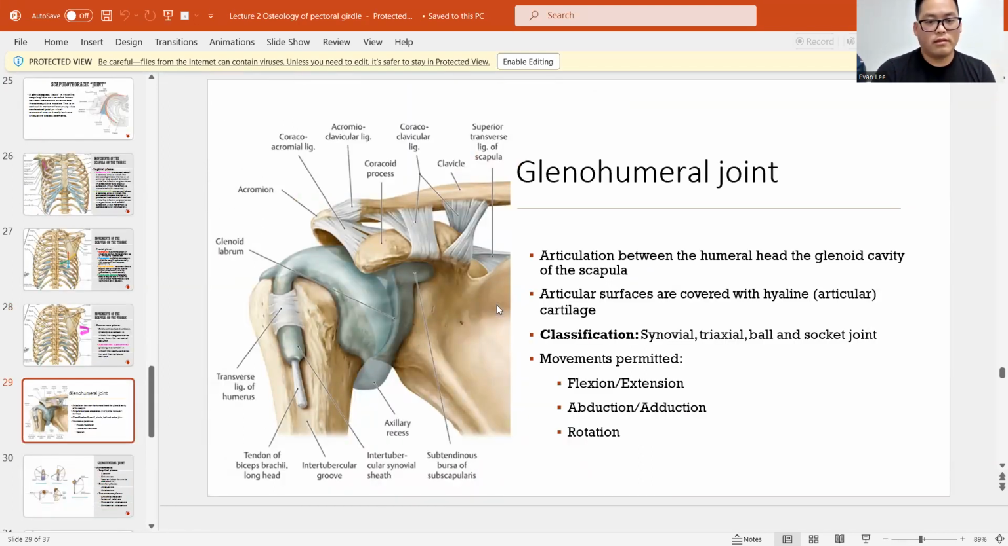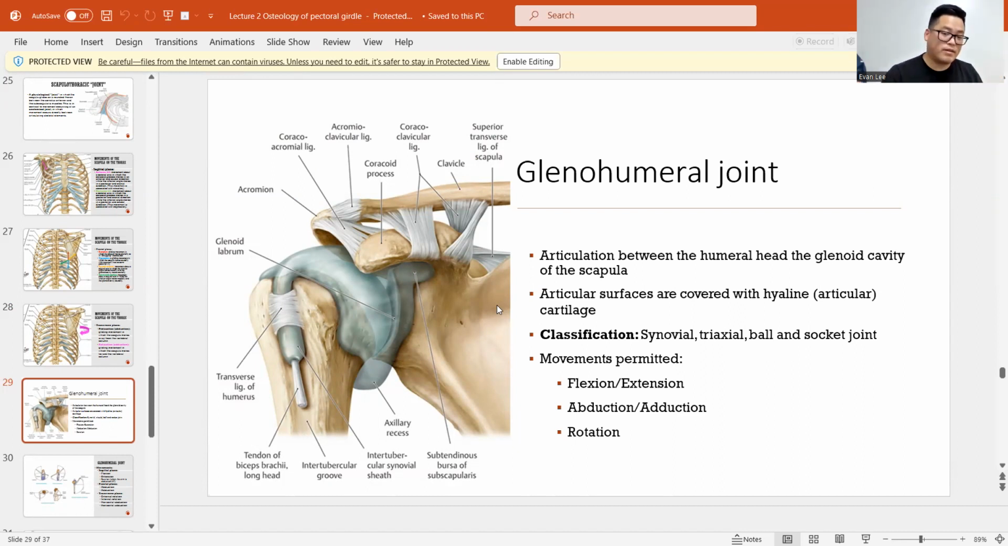Now, one more big joint that we'll see here is the glenohumeral joint. And the glenohumeral joint is the big one because this is where the humerus and the glenoid cavity meet. So this is going to be the most mobile. This is the one that's going to be a ball and socket joint with many angles of movement. But we have some specific movements that we're going to be describing here.